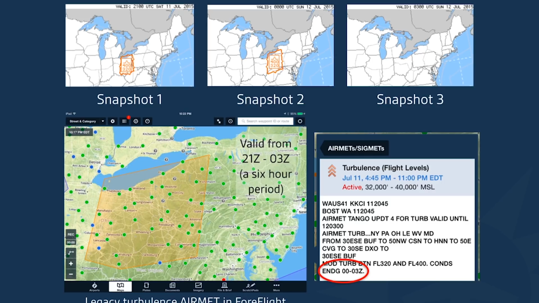But I think from an overall standpoint, being able to see each one of the snapshots really helps you understand where that particular adverse weather element is, where it's moving to, and whether it's dissipating or evolving.